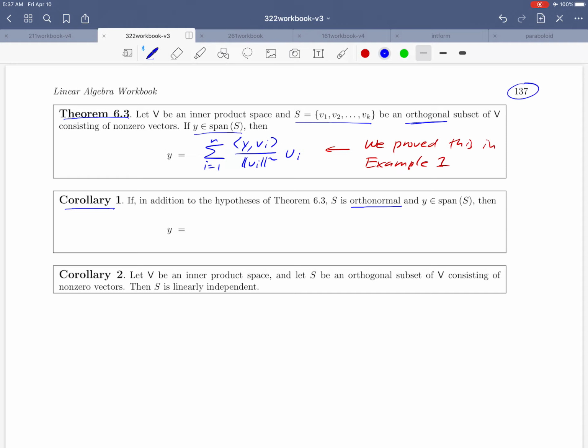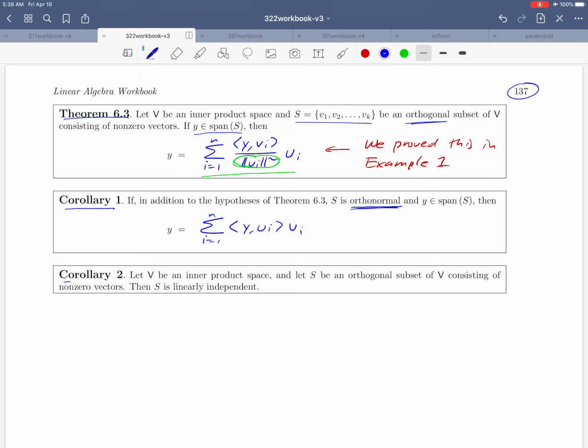So if you think about that, in this expression here, all that would change is the fact that, well, actually it would still be true, but we could make one additional observation that if all of the vectors have length 1, then this norm of vi squared is just going to turn into a 1 in the denominator. And so the equation that we got in Theorem 6.3 is just going to simplify down to this. It's just a little simpler way of writing it if we add the hypothesis that our vectors have length 1.